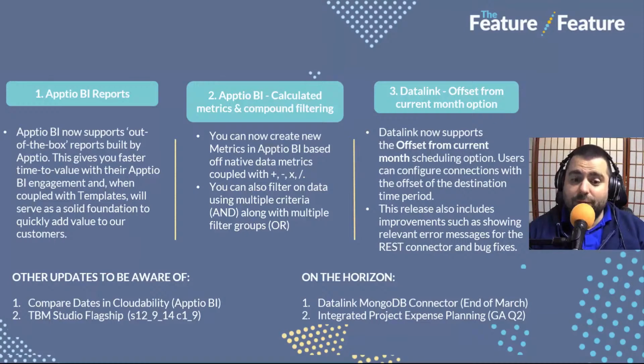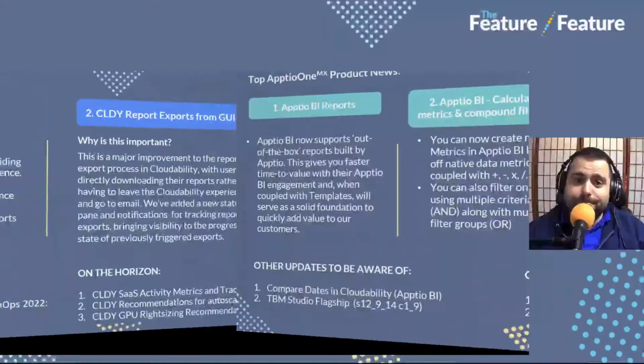On the horizon, there's also going to be a Mongo database connector coming towards the end of March. And we also have integrated project expense planning that's going to be added probably towards the middle to end of Q2. The other update that I wanted to touch on inside of Apptio BI is that there's going to be a compare dates capability coming to Apptio BI for Cloudability.